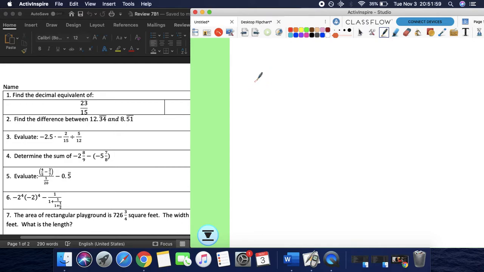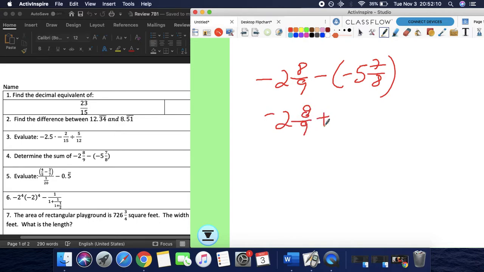Determine the sum. So we're adding these two. Minus negative 5 and 7/8. I will change this to an addition problem first. Okay, remember, we change subtraction to addition, and the opposite of negative 5 and 7/8. And again, make a decision. Can we change this to decimal? I wouldn't, because they're going to be not nice decimals. So I just keep it as it is. I do need to find the common denominator.